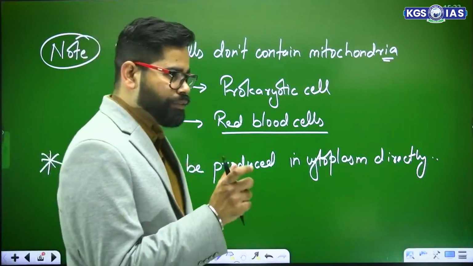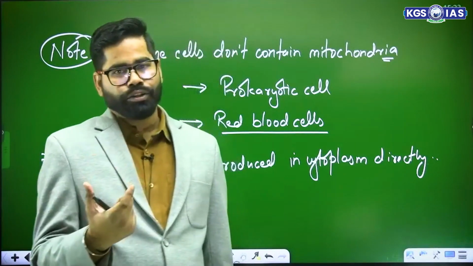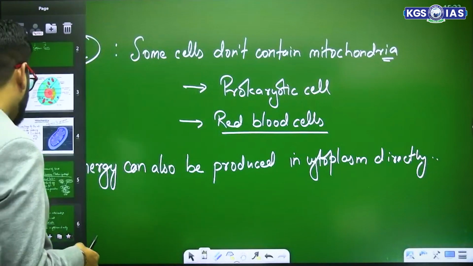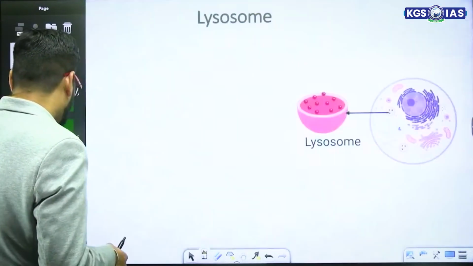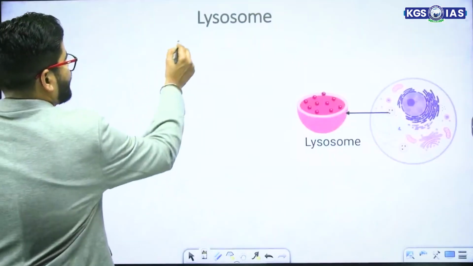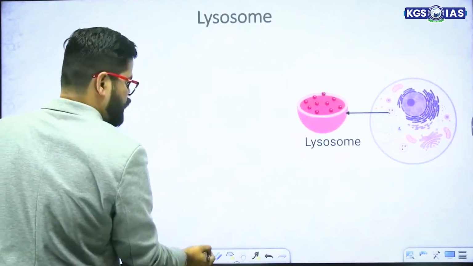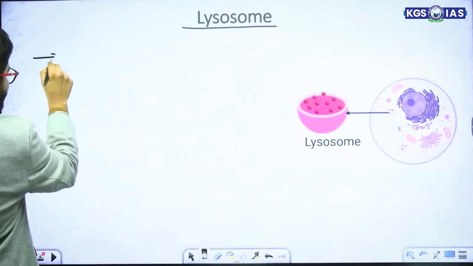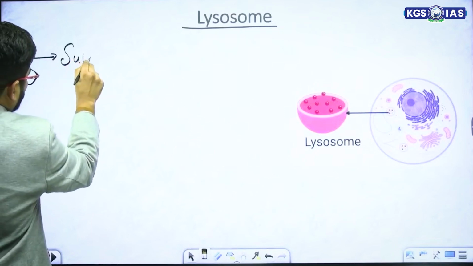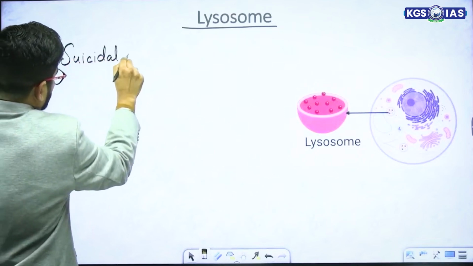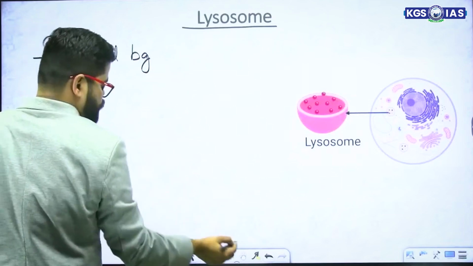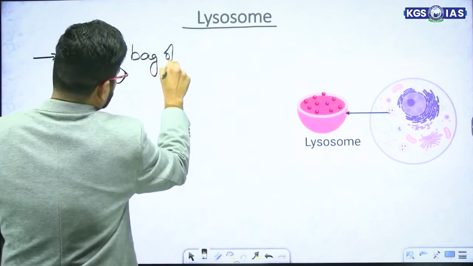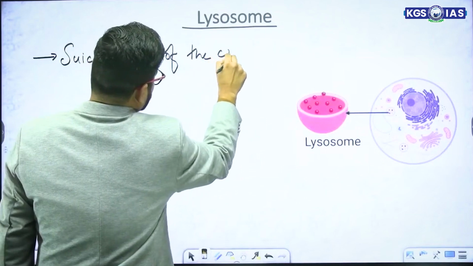So this is our first cell organelle, mitochondria. Now coming to the second part, the second important cell organelle is lysosome. We call it as suicidal bag of the cell.